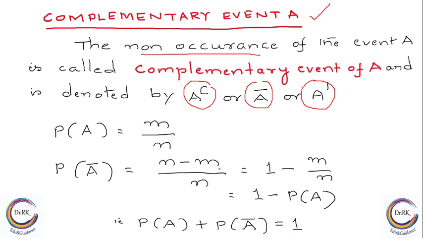Okay, how to define this? How to define this? Now from the earlier discussion what we had, we understand that probability of an event A equal to M by N, right?